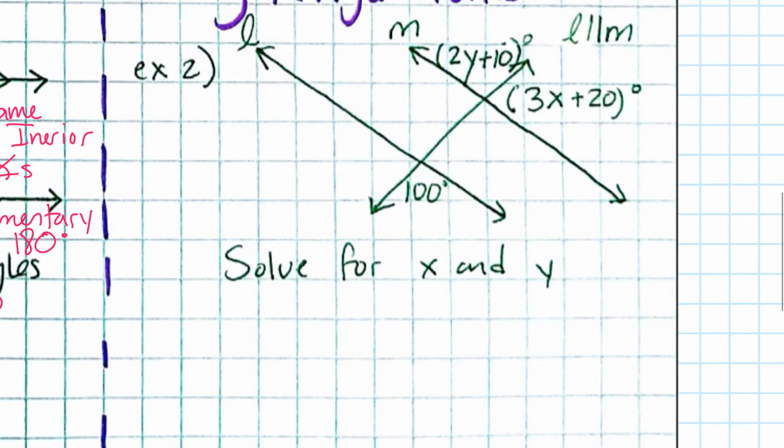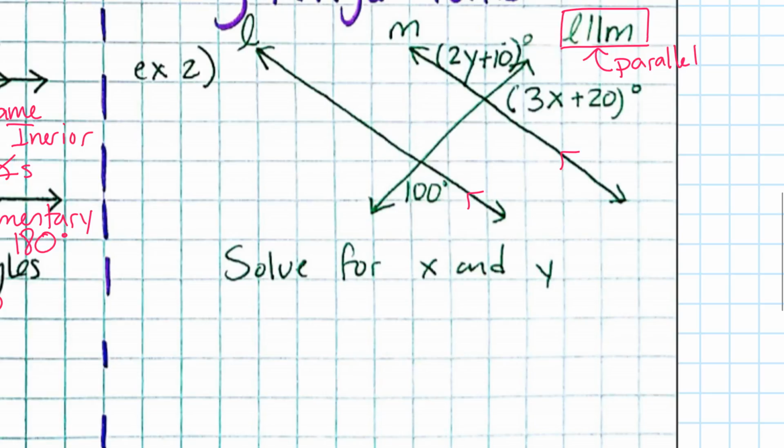Okay. So on this example number 2, what do we need to ask ourselves first? Are these lines parallel? Are they? What does it say right here? What does this symbol mean? Parallel. So it does tell you line L is parallel to M. So we do know they're parallel. And we can draw arrows on them if we would like. So we need to solve for both x and y here.